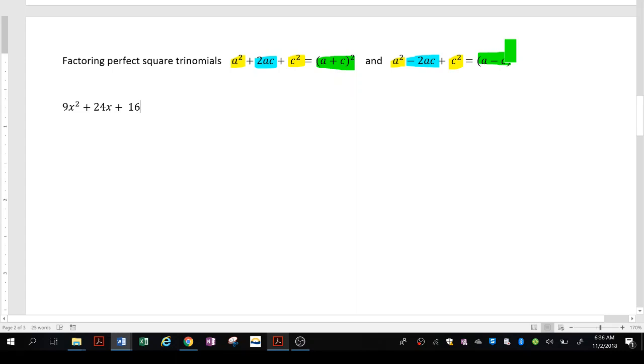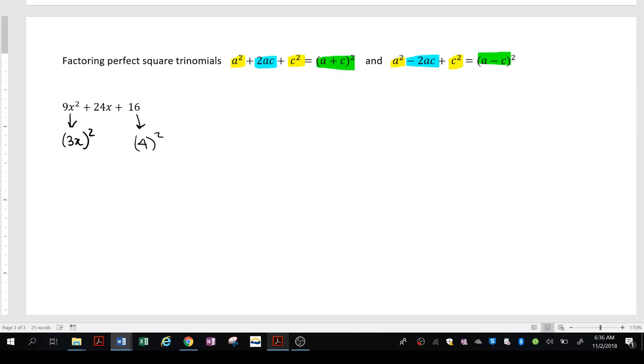Okay, let's take a look at some examples here. In this first example, you'll notice that our first term is a perfect square. Our first term, we can write this as 3x all squared. So the value for a of our first term is 3x. Our last term, 16, is also a perfect square, and that is 4 squared. And our value for c here is 4.